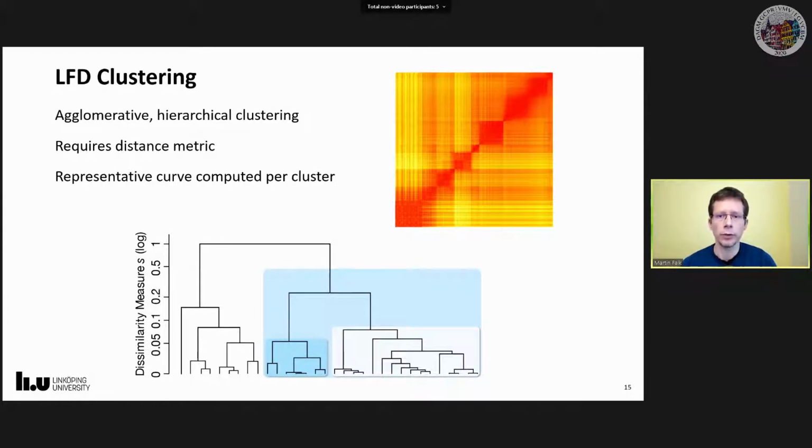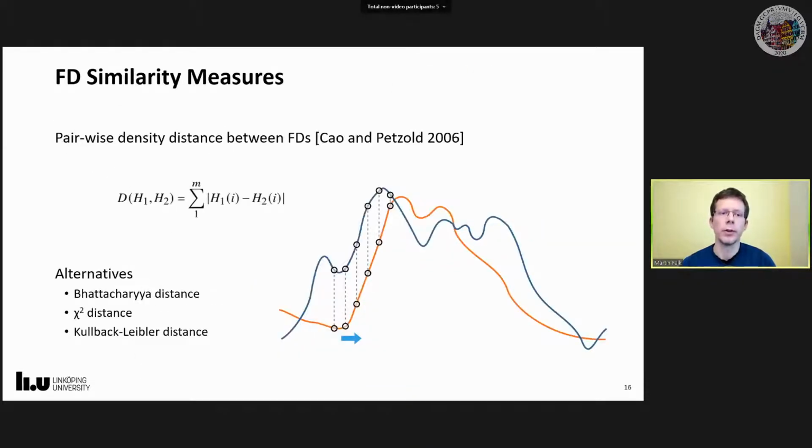So that's why we decided to use a similarity measure based on the pairwise density distance between these distributions, which was proposed by Cao and Petzold in 2006. Here we basically take the pointwise difference between the distributions and then build a sum over all of these. This proved to be quite successful, and we have also tried some other metrics, like the Bhattacharyya distance, which produced very similar results. So we stuck with the density-based distance.